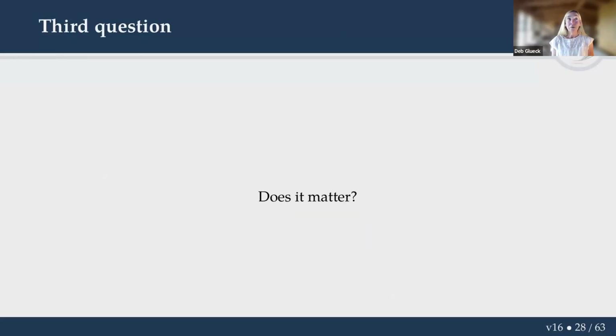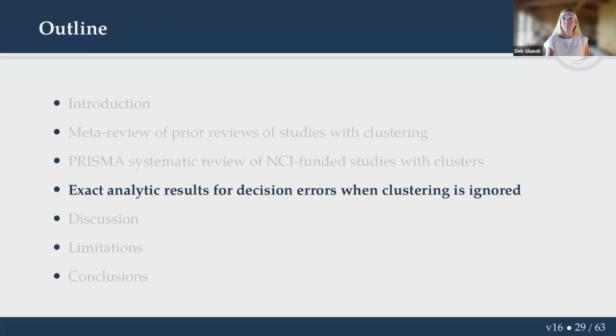So here's my third question. Does it matter? Why do we care? Now we present exact analytic results for decision errors when clustering is ignored.